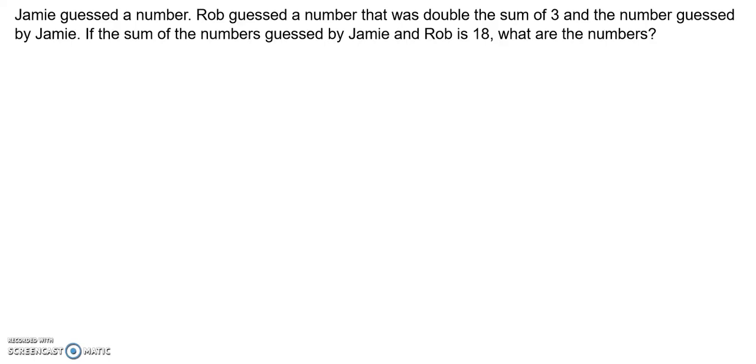Okay, this is number 5 on number problems level 1. And the problem we're going to be working is Jamie guessed a number. Rob guessed a number that was double the sum of 3 and the number guessed by Jamie. If the sum of the numbers guessed by Jamie and Rob is 18, what are the numbers?